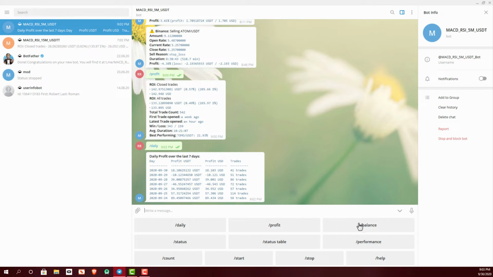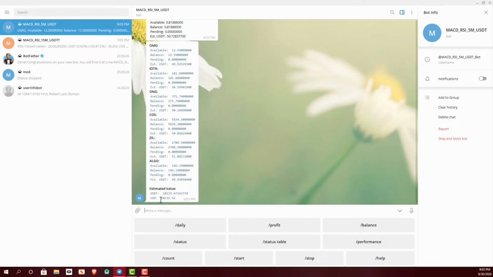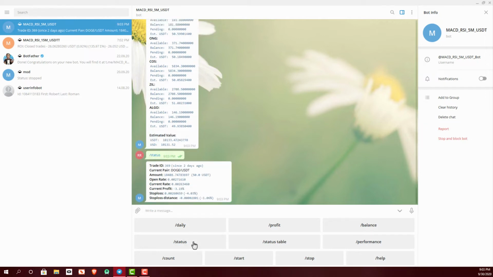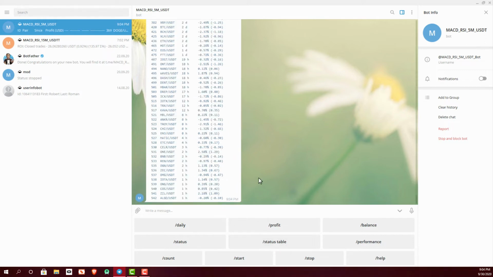And this shows the balance of the account, which is now at $10,131. The status for each trade. This is unbelievable. It keeps track of everything. So we have here each trade that's currently going on, what percentage it's at, whether it's at a negative or a positive currently, and these are all open trades. The status table shows everything the status has, but in a cleaner version. So these are all our open trades right now.